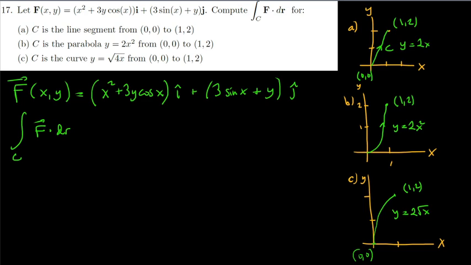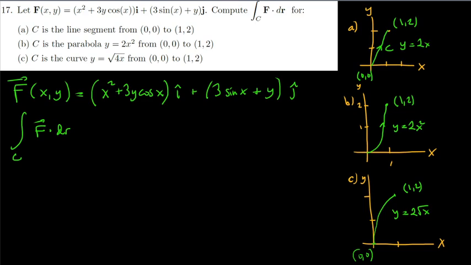Number 17, we're given yet another vector field. This is also a vector field in the plane. And we want to calculate the line integral. But we're given 3 separate curves. In part A, we're given the curve, which is the straight line from 0, 0 to 1, 2. So that's just y equals 2x. In part B, we're given the curve y equals 2x squared. And in part C, we're given y equals the square root of 4x. Well, I wrote it as y equals 2 square root of x, same thing. And we want to evaluate the same vector field, but over each of these 3 curves.